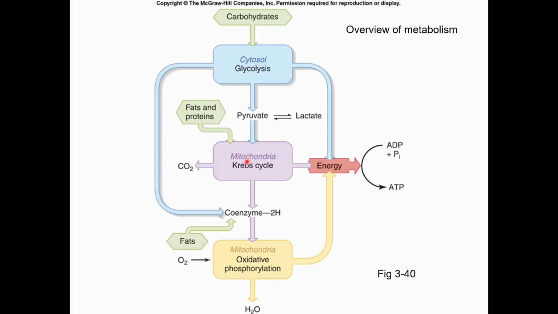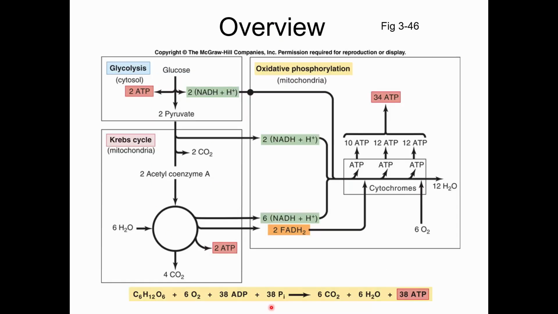We also have some high energy compounds that go into oxidative phosphorylation. Oxidative phosphorylation takes high energy compounds and turns them into ATP. Notice that process takes oxygen, and so oxygen accepts the high energy electrons. Hydrogens come along to maintain electroneutrality, and the byproduct then is water. So that's the big picture of metabolism.